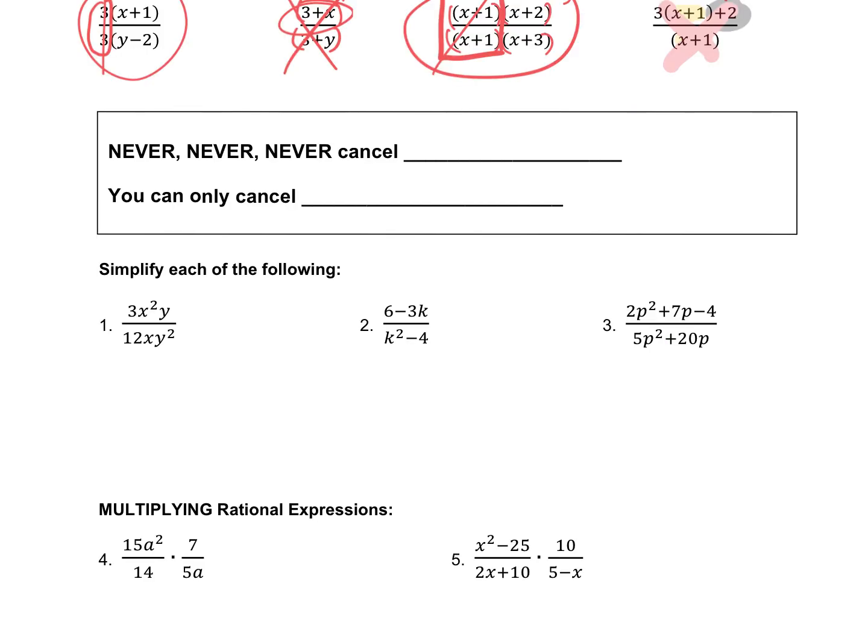So let's go over a few things to kind of remember. One thing we know that we cannot do, you can never, never cancel terms. Okay? Terms. What are terms? Terms are things being added or subtracted. We can never cancel those out, okay? All right, so that's what terms are, all right? And then you can only cancel factors, okay?